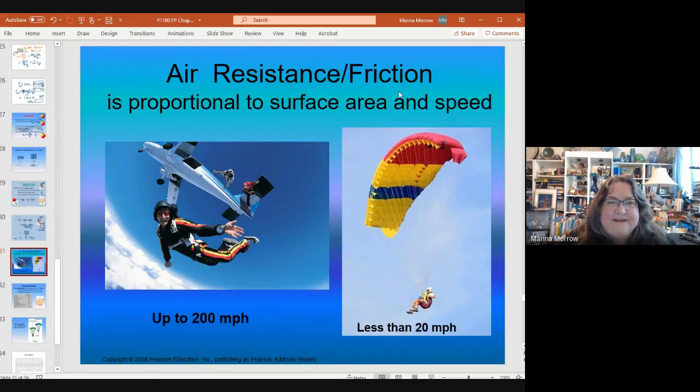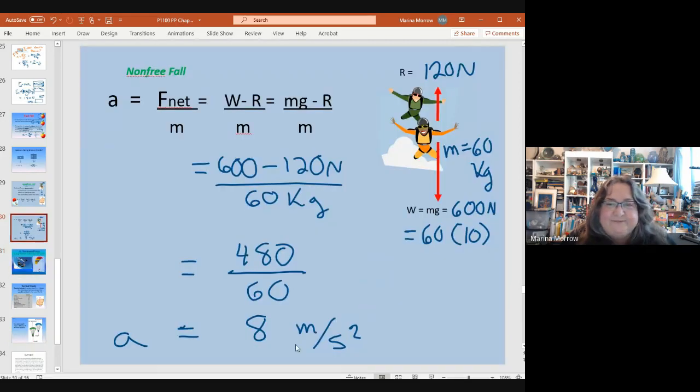Because remember that air resistance is proportional to surface area and speed. Well, let's say this lady is speeding up, of course, as she falls. She is, because she is going faster and faster and faster. So let's say that her air resistance increases. And now her air resistance is 300 newtons. Okay, so she's got an increased air resistance. Okay, so how is that going to change our numbers? 600 minus 120? Nope, now it's going to be 600 minus 300, which means that our air resistance, having increased, now reduces the net force to only 300 also.